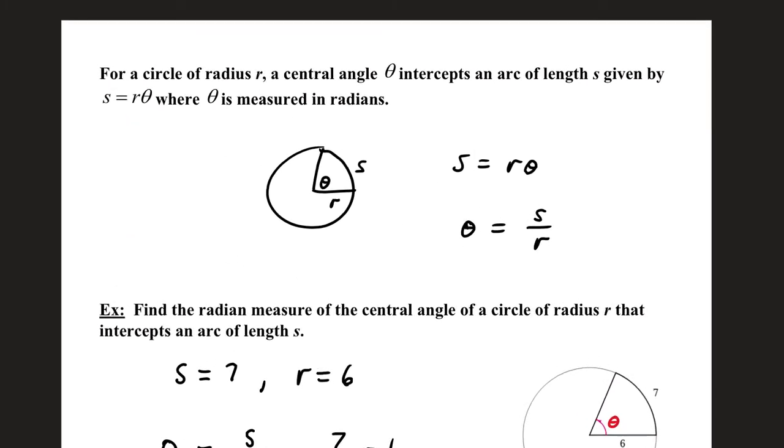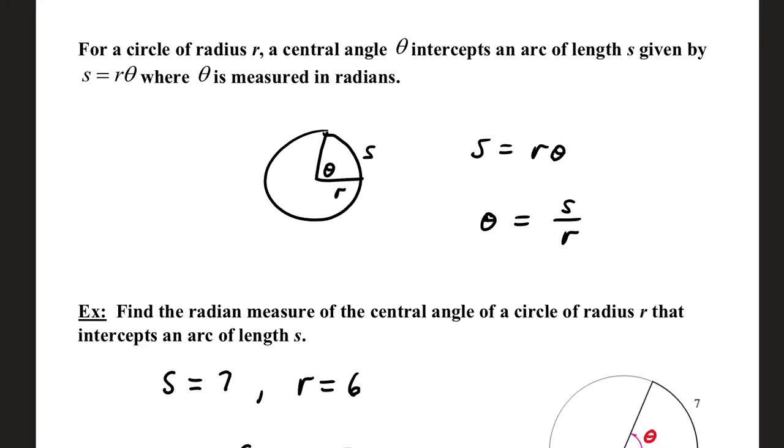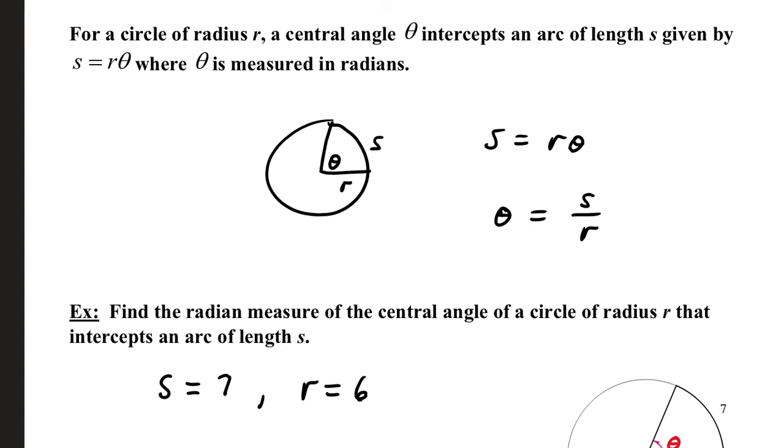For a circle of radius r, central angle theta, and we intercept an arc of length s given by s equals r theta, where theta is measured in radians. And so this is just a repeat of the first slide. The relationship is arc length equals radius times theta, again, as long as theta is in radians.